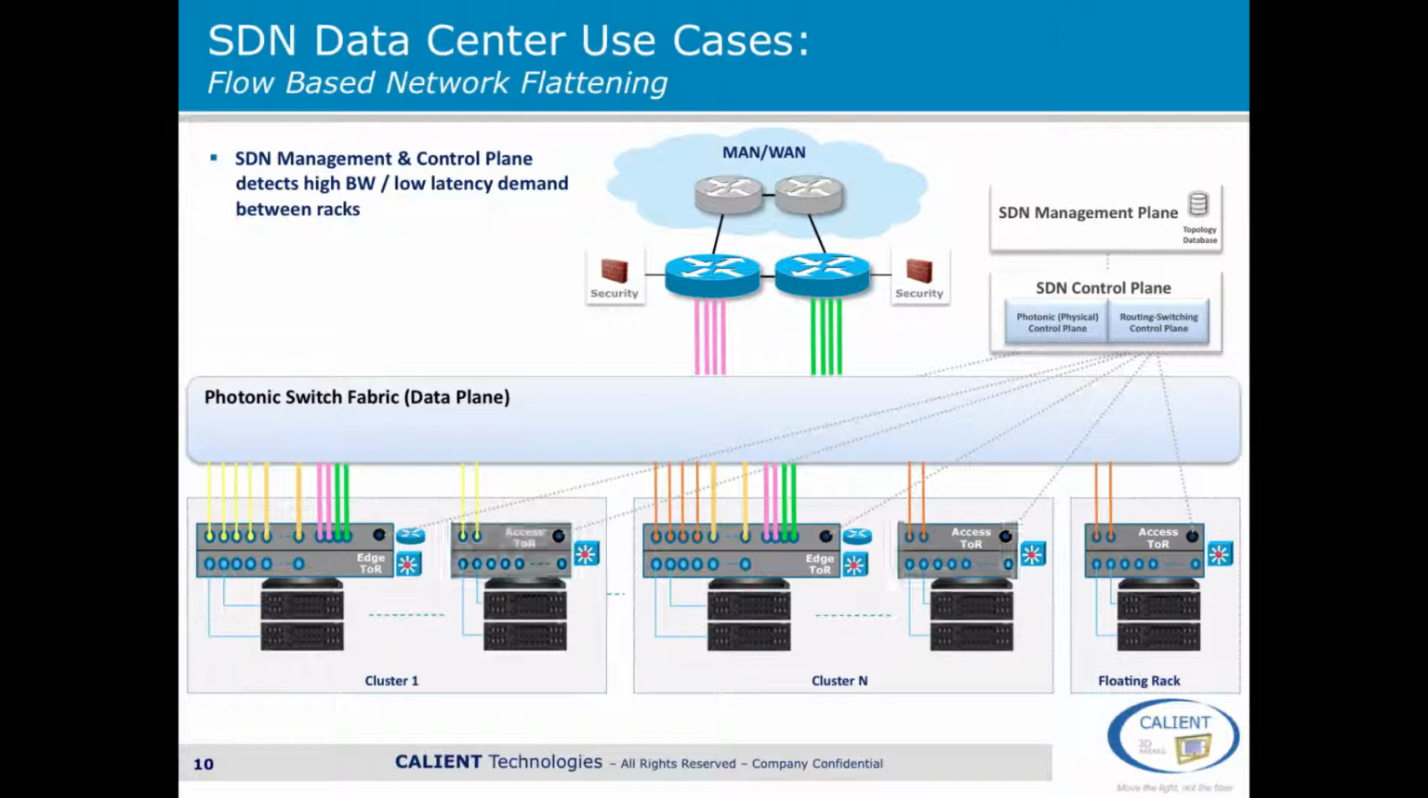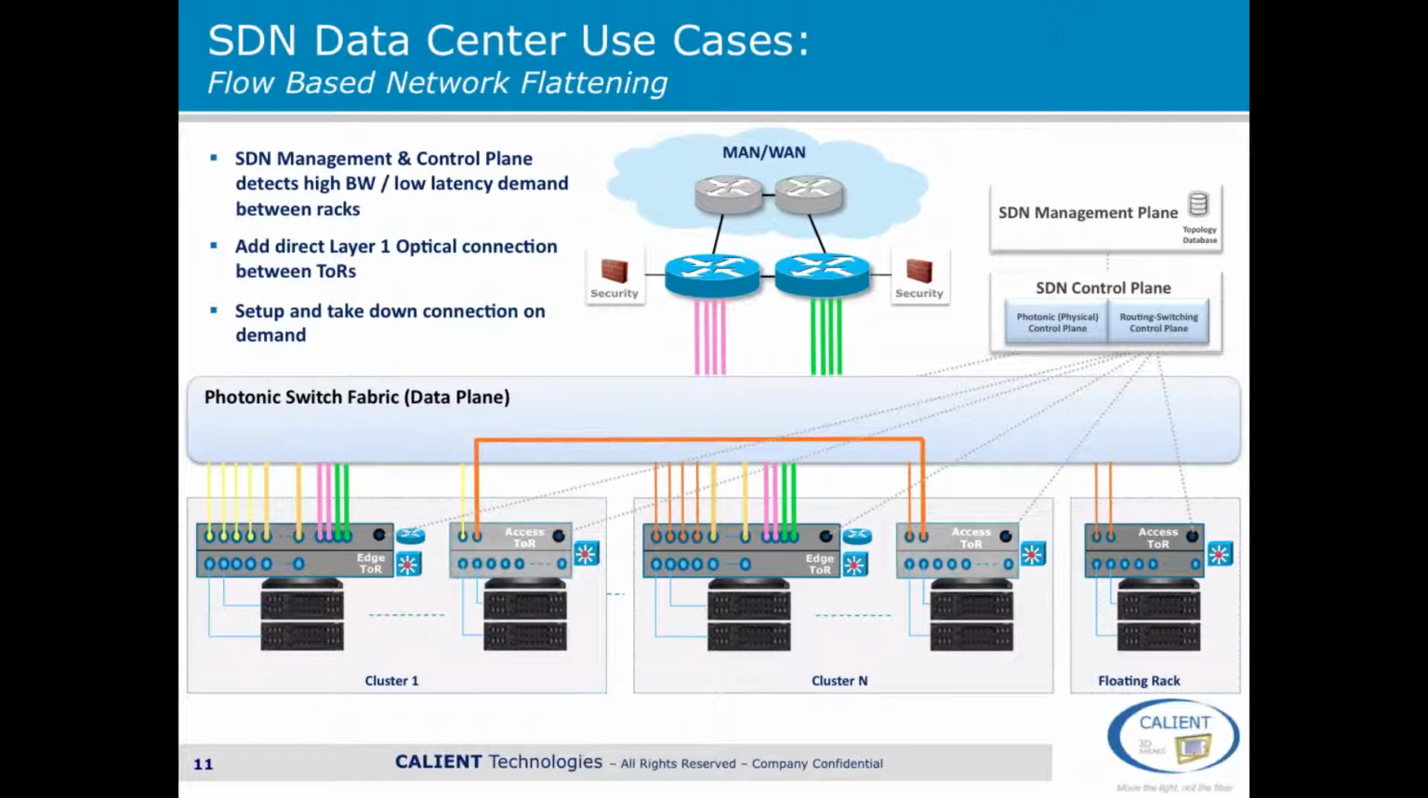In this use case, there are two specific top-of-rack switches which have a need for high capacity and also low latency, for a link between them to support a specific data flow need. This is recognized by the SDN control and management plane, and the control plane instructs the photonic switch to add a direct optical interconnect between the two top-of-rack switches. So this executes and the optical path is set up, supporting basically a massive data flow capability between the top-of-rack switches, and this with very low latency.